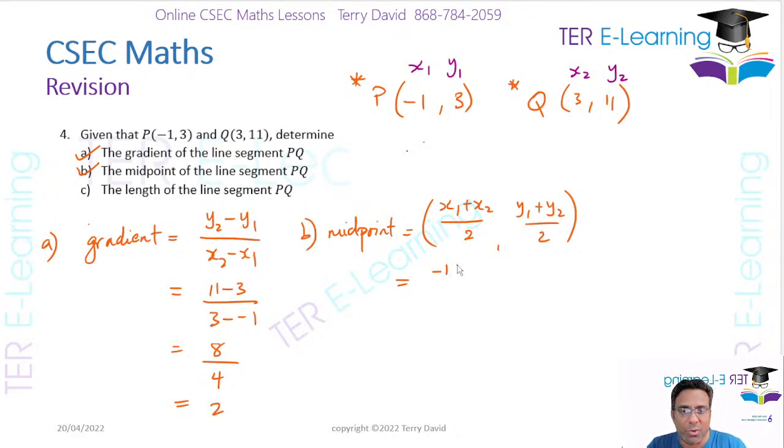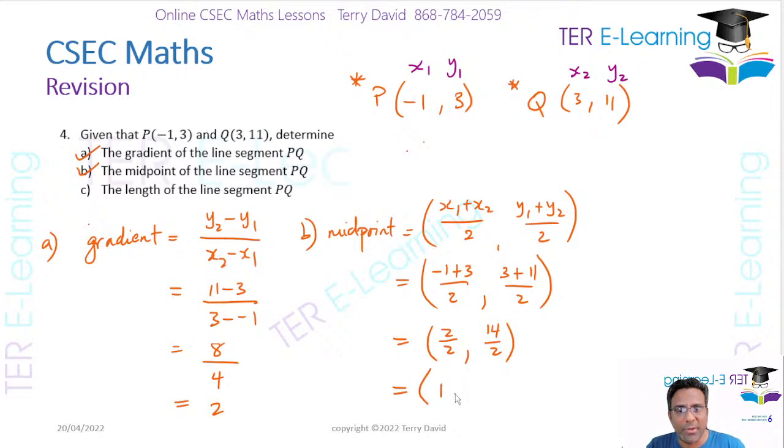So this is going to be -1 plus 3 divided by 2, comma, 3 plus 11 divided by 2. So -1 plus 3 is going to give me 2 divided by 2, comma, 11 plus 3 is 14 over 2. So therefore, my midpoint is going to be 1, 7. So that midpoint formula, like I said, is not given to you in the exam, so you need to learn it. So that is part B.